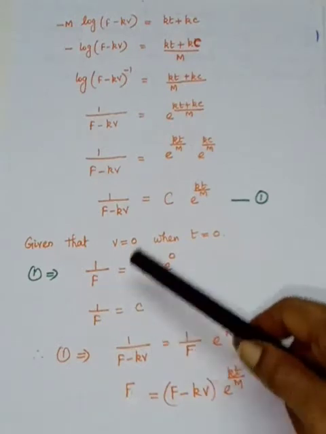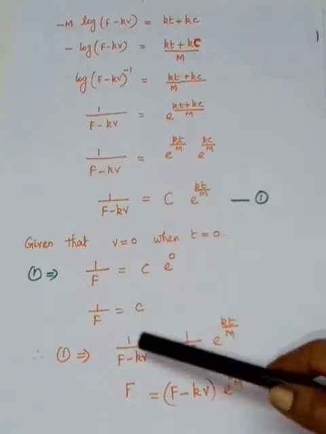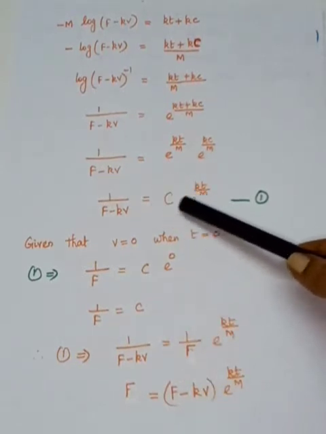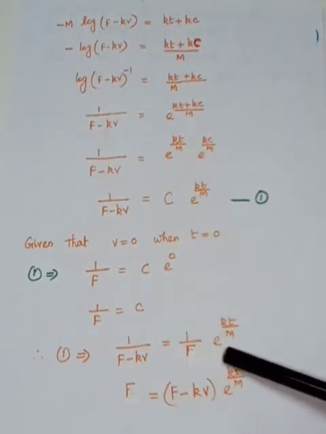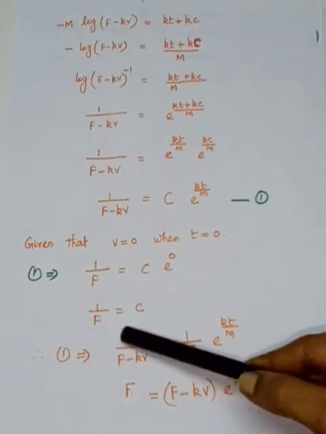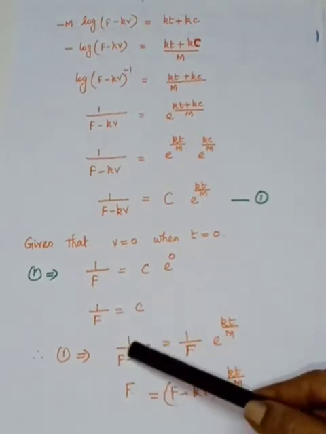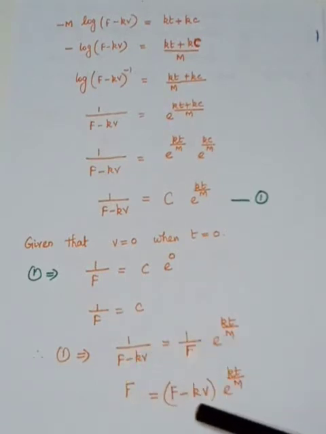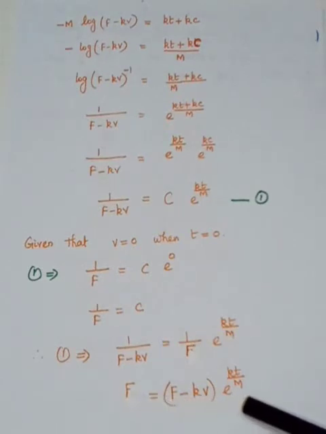So that has to be substituted here. So 1 by f minus kv is equal to, in the place of c you have written 1 by f into e power kt by m. So this f, when you bring it here, it will come in the numerator, and this f minus kv, when you bring it to the right side, it will be in the numerator. So we have written f is equal to f minus kv into e power kt by m. This is the expression in terms of v and t.